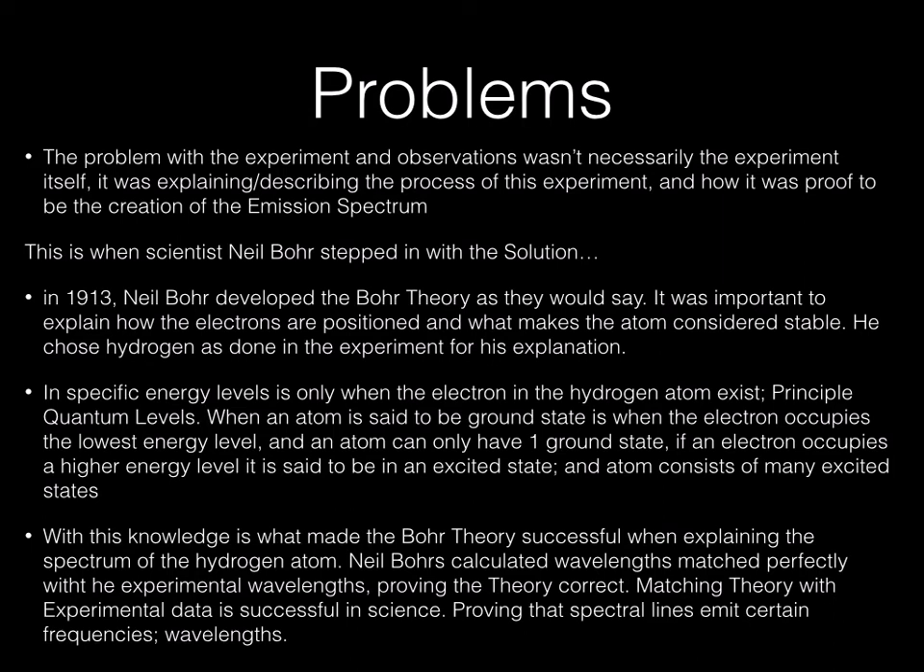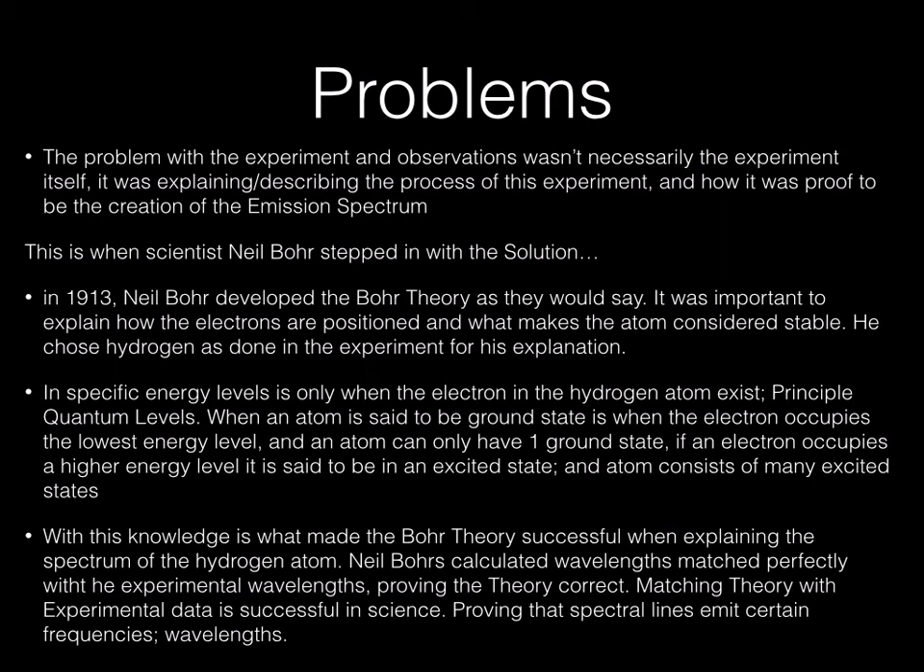This is when the scientist Niels Bohr stepped in with the solution. In 1913, Niels Bohr developed the Bohr theory, as they would say. It was important to explain how the electrons are positioned and what makes the atom considered stable. He chose hydrogen, as done in the experiment, for his explanation.